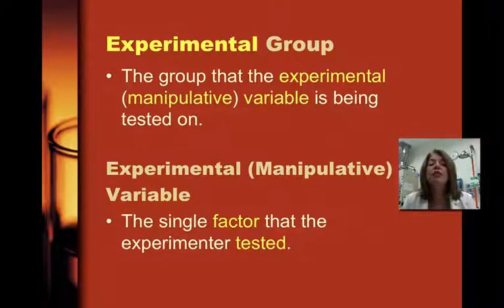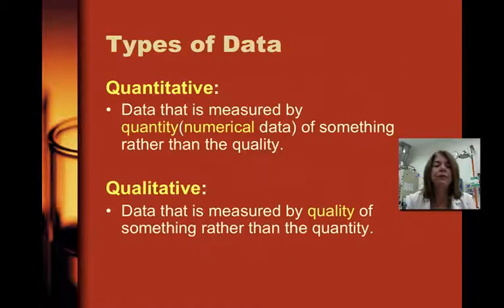The experimental group, they get the experimental or the manipulative variable. That's what is being tested. Okay, so experimental or manipulative variable is the single factor, because remember you can only test one thing at a time. Everything else between the two groups has to be the same, and that's the single factor that is being tested.